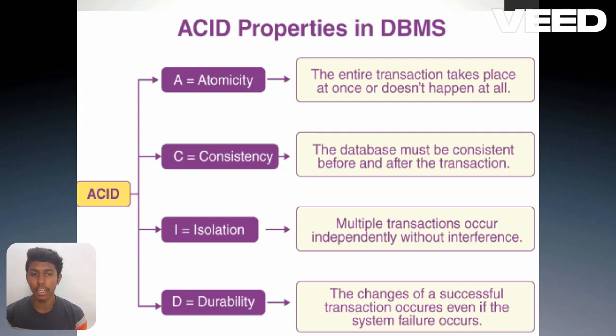The next one is isolation. Multiple transactions occur independently without interference, whereas in file systems multiple transactions can happen, but it is very inconsistent as compared to database management systems. And the last point is durability. The changes of successful transactions persist even if a system failure occurs.